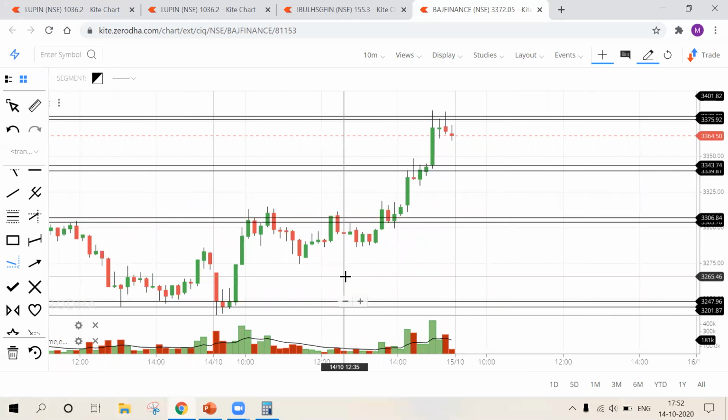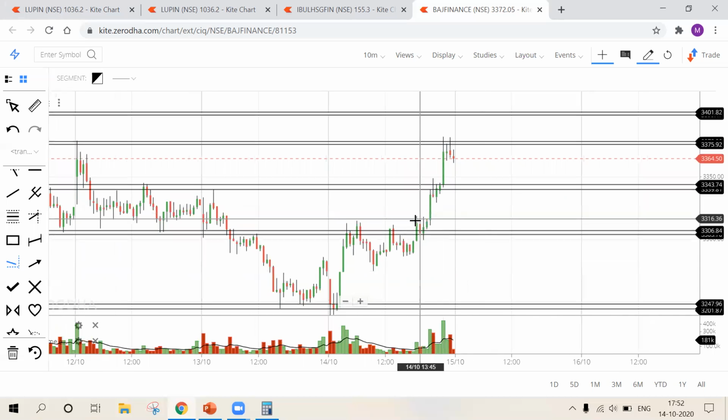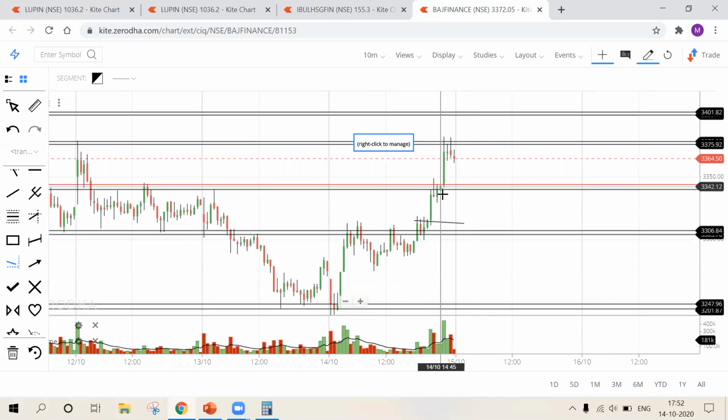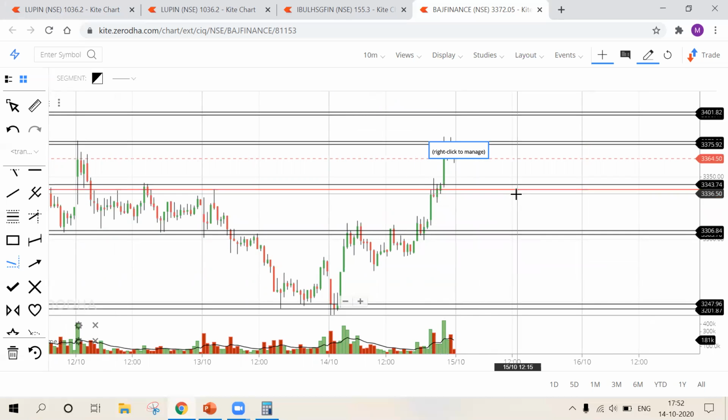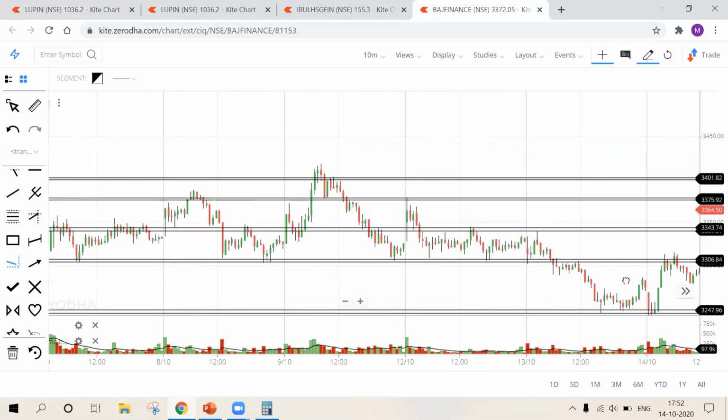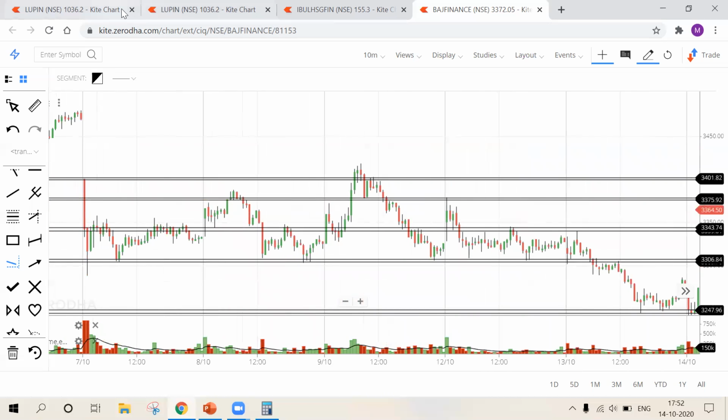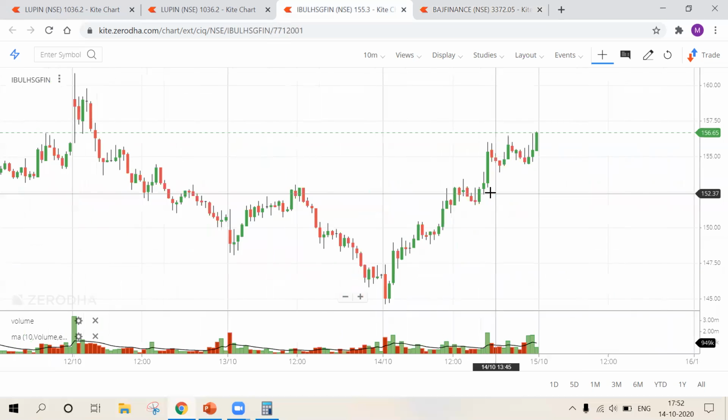So the first entry would be here. This level should be your first target. This level should be your second target. It's very simple. I'll explain again. Let's get on to another stock.